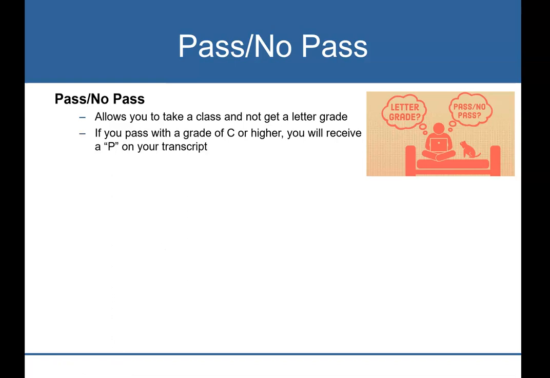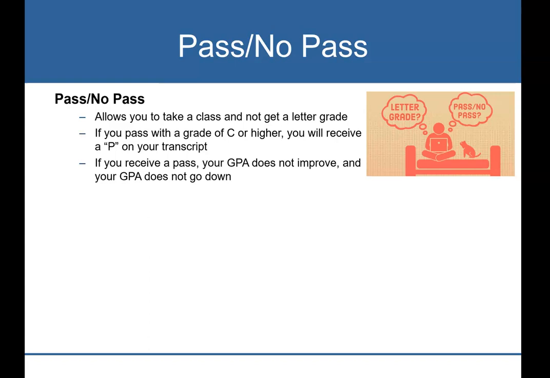So as long as you get a C or higher, nobody will ever know, and you're just going to get a P on your transcript, indicating that you passed. Your GPA does not go up. Your GPA does not go down. So for example, if you get 3 A's and a P, your GPA is a 4.0.